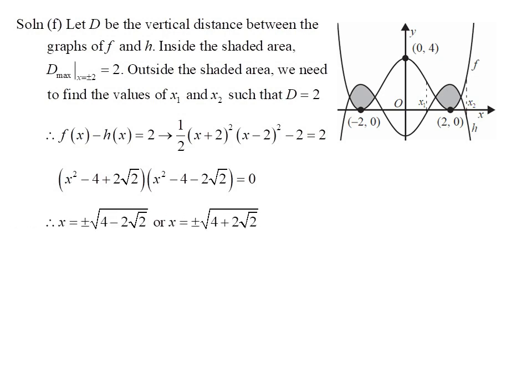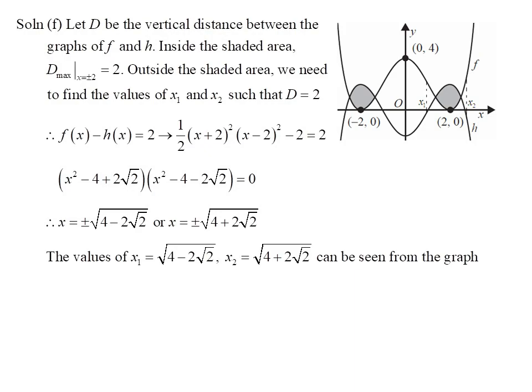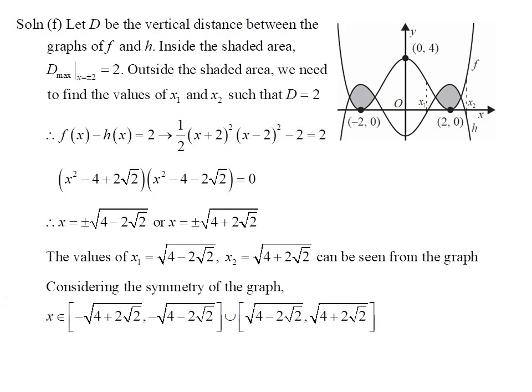Hence, applying the null factor law, we obtain that x equals plus or minus the square root of (4 - 2 square root 2), or x equals plus or minus the square root of (4 + 2 square root 2). As indicated, both x1 equals the square root of (4 - 2 square root 2) and x2 equals the square root of (4 + 2 square root 2), as they can be seen from the graph.